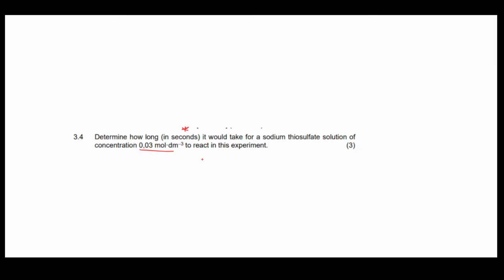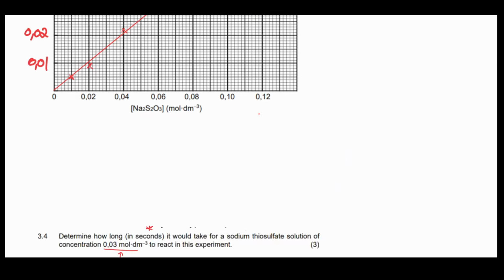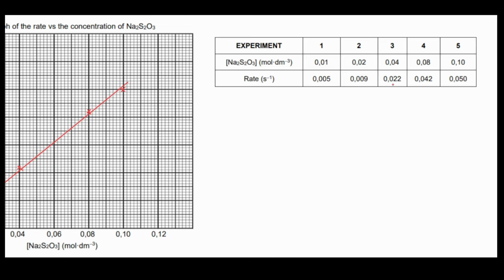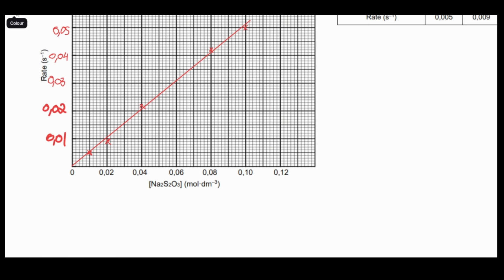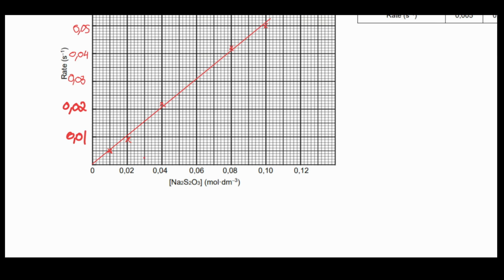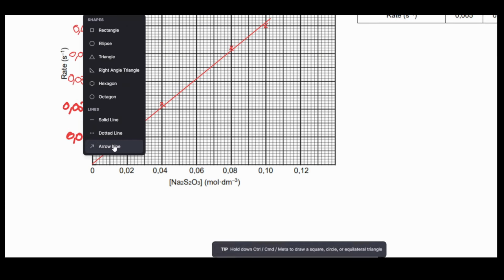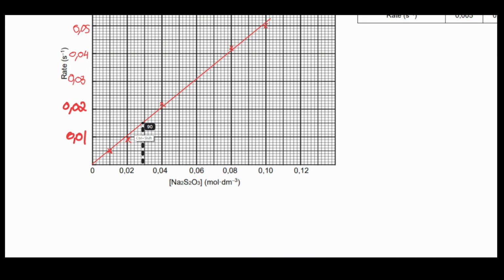So we can find the rate at this concentration. It's not one of our tabulated values. You'll see our concentration of 0.03 is in between these. But what we can do is use our line of best fit. I'm going to be using a dotted line over here. It will be about here, well, actually more here. It's going to touch about there, and then we're just going to run that across from about there.